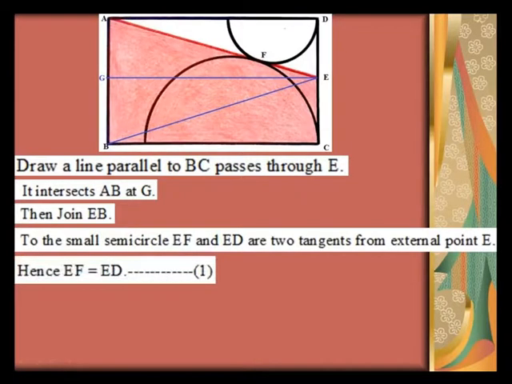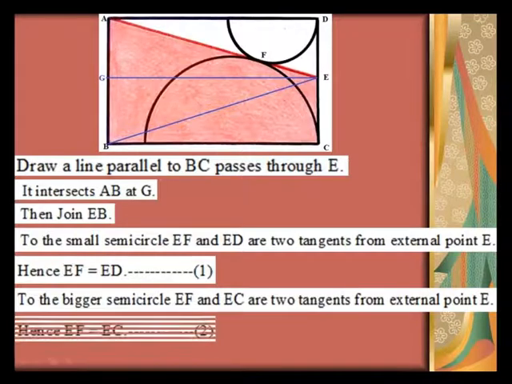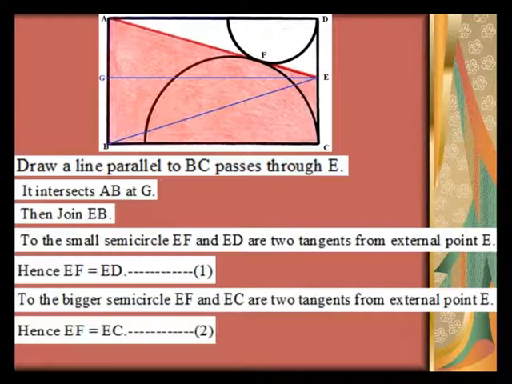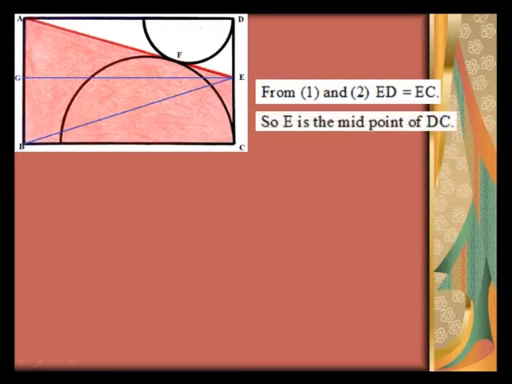Hence EF is equal to ED. To the bigger semicircle, EF and EC are two tangents from an external point E. Hence, EF is equal to EC. Now, from equations 1 and 2, ED is equal to EC. So, E is the midpoint of DC.